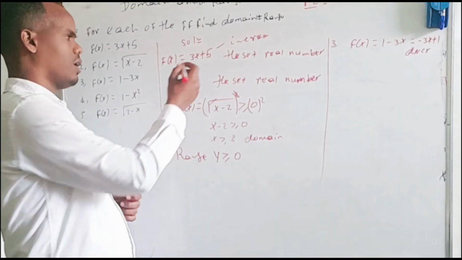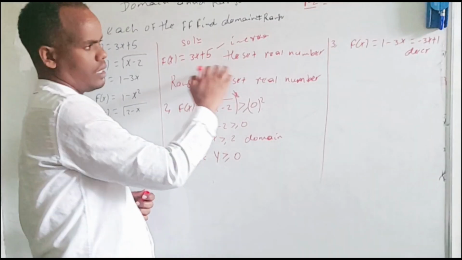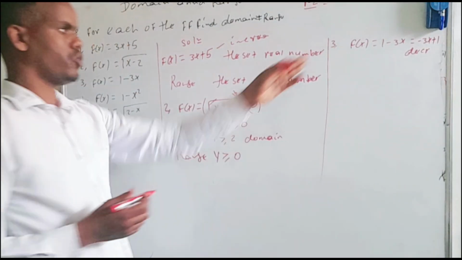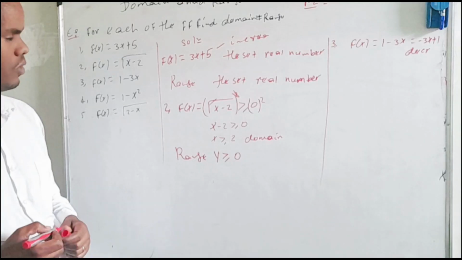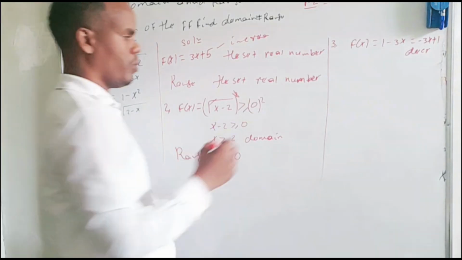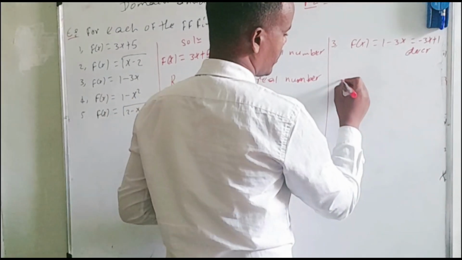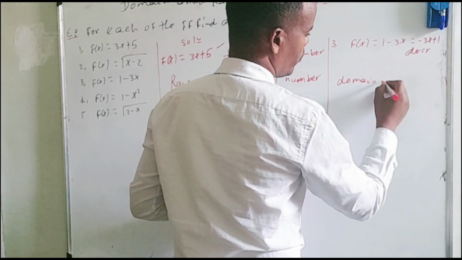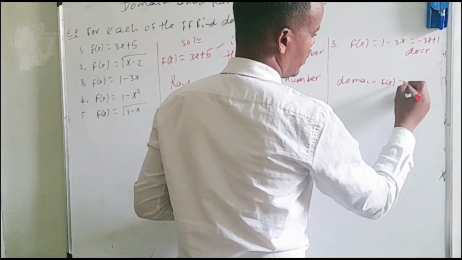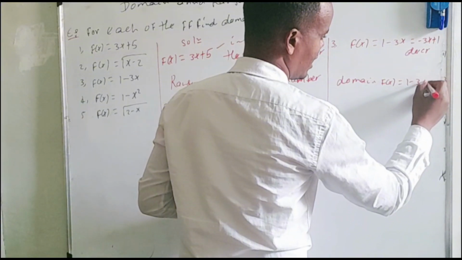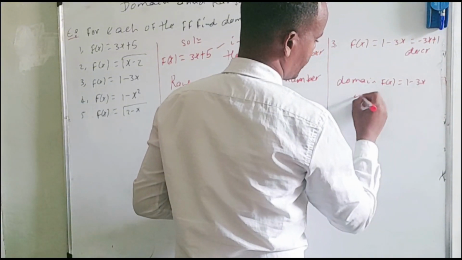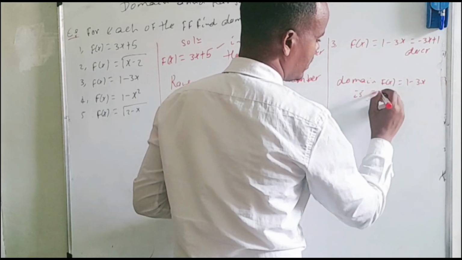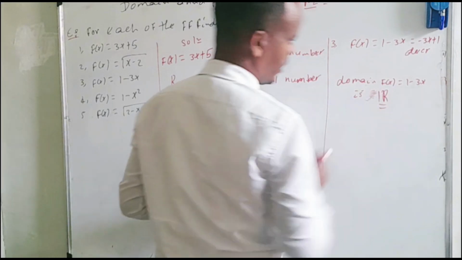So this one is decreasing, and this one is increasing. So the domain of a linear function, f of x equals 1 minus 3x, is simply the set of real numbers.